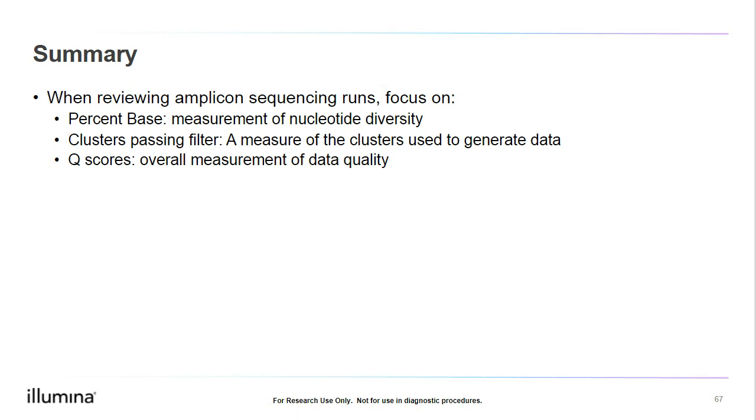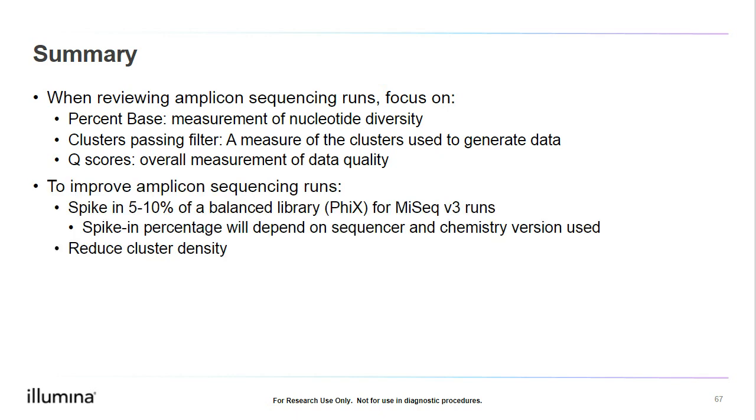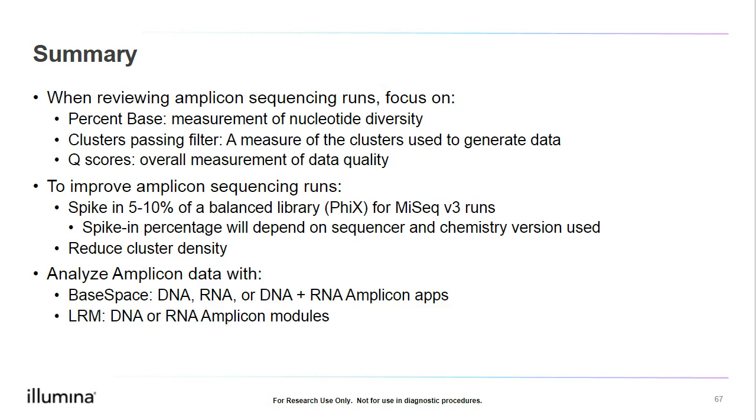We discussed 2 strategies that we want to use to improve low diversity amplicon runs. The first is spiking in PhiX, and the optimal spike-in percentage will differ depending on the sequencer and chemistry you are using. The second is reducing the cluster density. We can analyze amplicon data with BaseSpace or Local Run Manager, use the DNA, RNA, or DNA plus RNA Amplicon apps on BaseSpace, and use the DNA or RNA Amplicon modules on LRM.